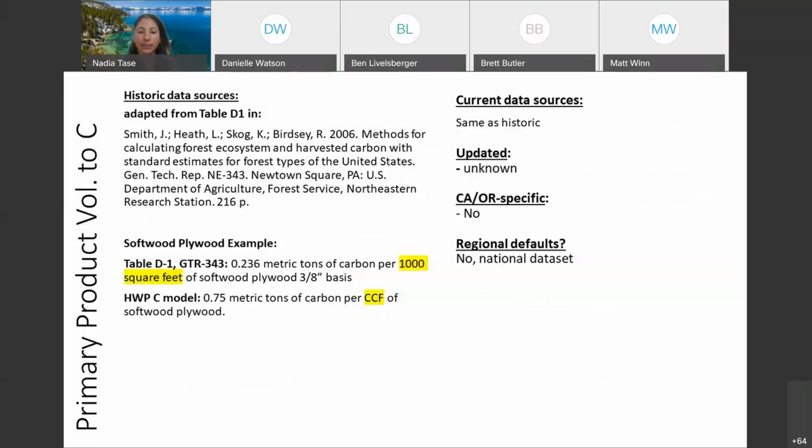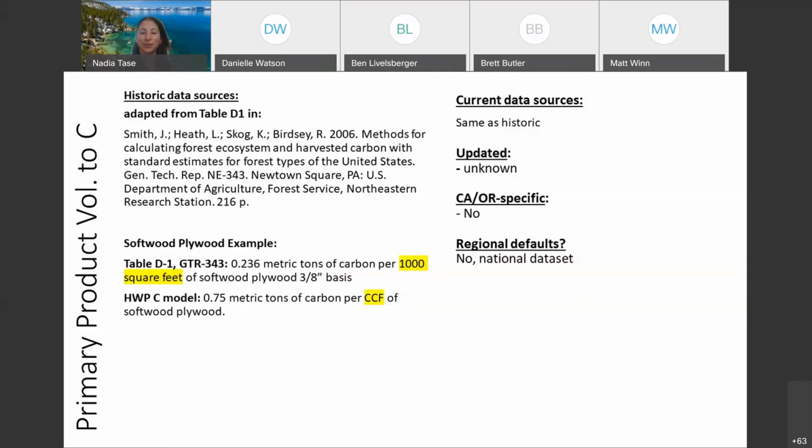And then lastly, I mentioned earlier that harvest volumes are allocated to timber products and then to primary products. And then primary product volumes are converted to carbon. And this is done using primary product volume to carbon conversions from Table D1 in Smith et al. 2006. But again, because the accounting tool we use uses volumes in CCF, the conversions we use are all based on converting those primary product volumes in CCF to metric tons of carbon. And so Table D1 in Smith et al. has primary product volumes in various units, so the conversions in that table have to be converted to the standard units we're using in our accounting tool.